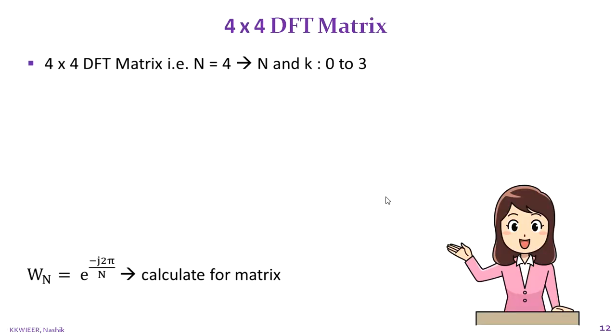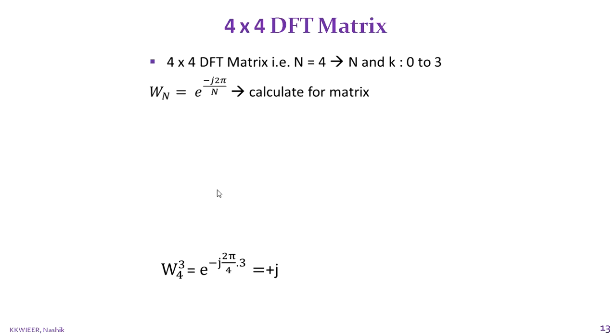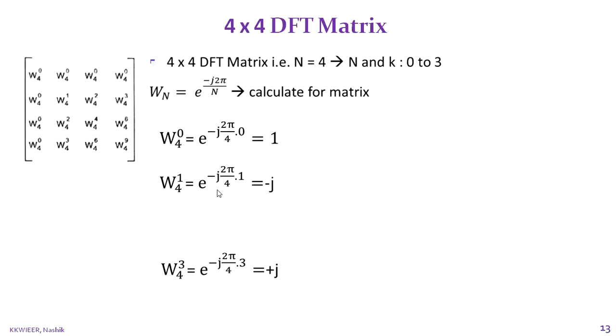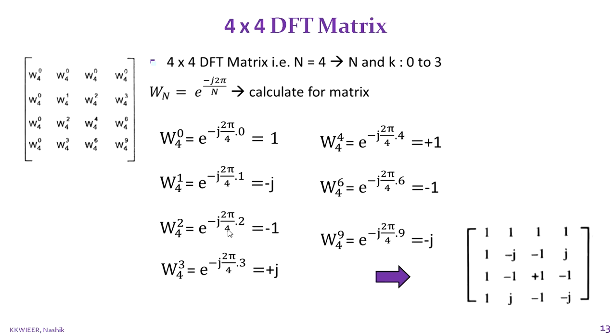Now for the 4 by 4 matrix, that is N equal to 4, your n and k will run from 0 to 3. So this is a representation of the 4 by 4 DFT matrix. To calculate each value, we can take n running from 0 to 3, also k running from 0 to 3. If you substitute those values and calculate, then you will get the values from 0 to 9 for the entire matrix, and you will get this 4 by 4 DFT matrix.